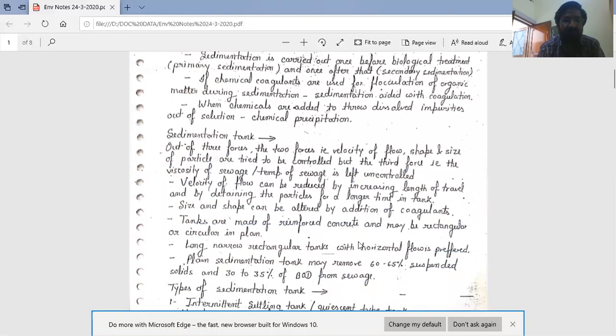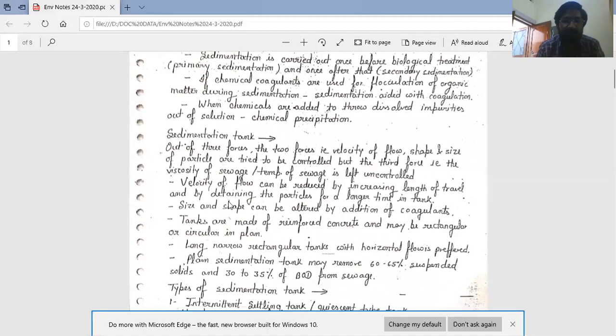Sedimentation tank. For the purpose of sedimentation, we use a sedimentation tank. Here, out of three factors, the two factors of water, that is velocity of flow and shape and size of particles, are tried to be controlled. But the third factor, that is the viscosity of water and temperature of water or wastewater, is left uncontrolled.